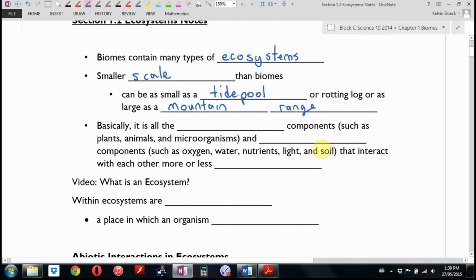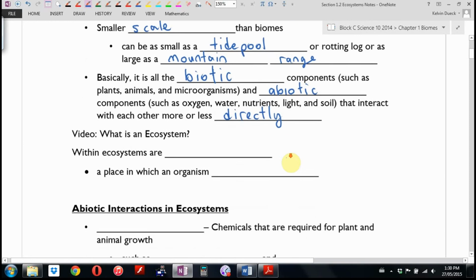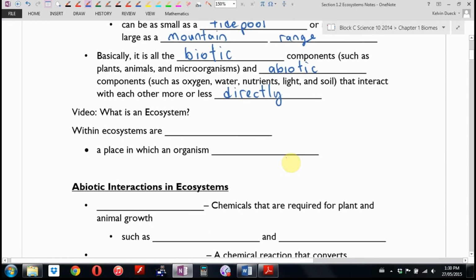Here's the basic definition, which is why I said basically. So basically, it's all of the biotic components, plants, animals, microorganisms, the living stuff. And what was the opposite of biotic? Do you remember the other word? Abiotic components, oxygen, water, nutrients, light, soil type, that interact with each other more or less directly. That's not a great definition. Put your pencils down.